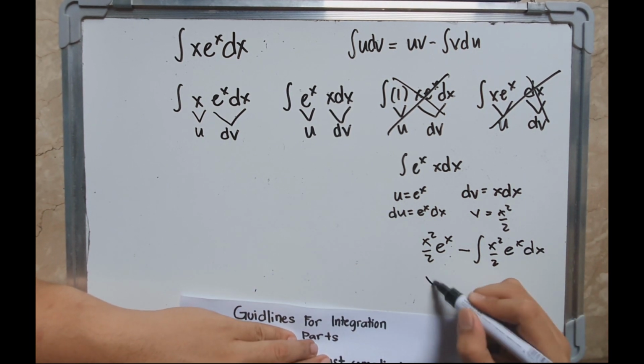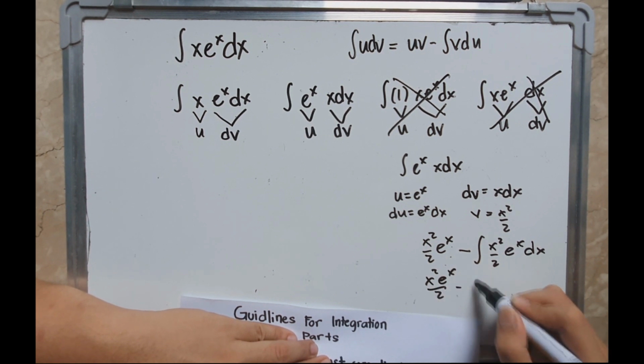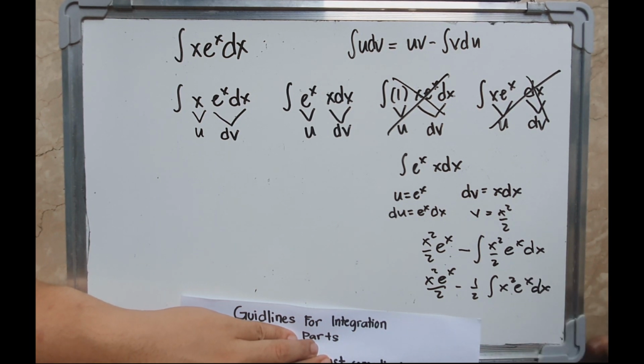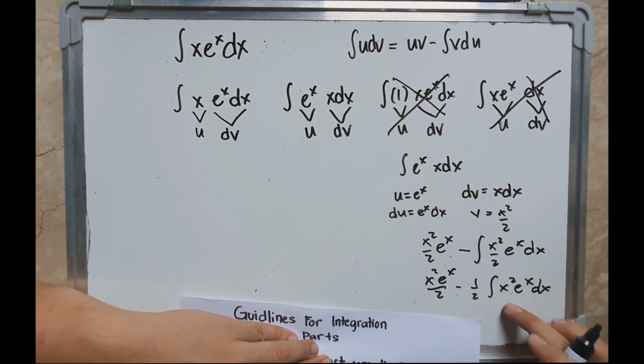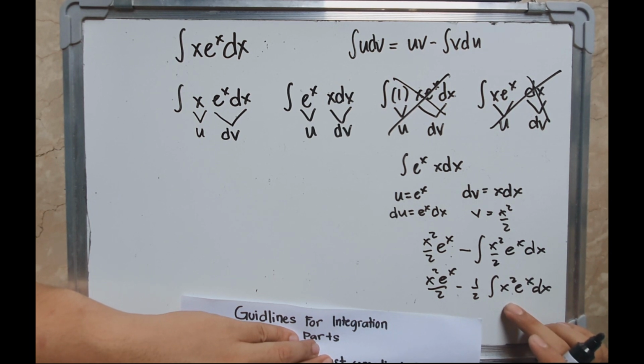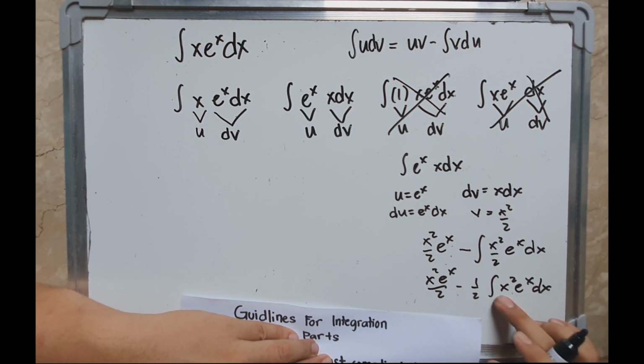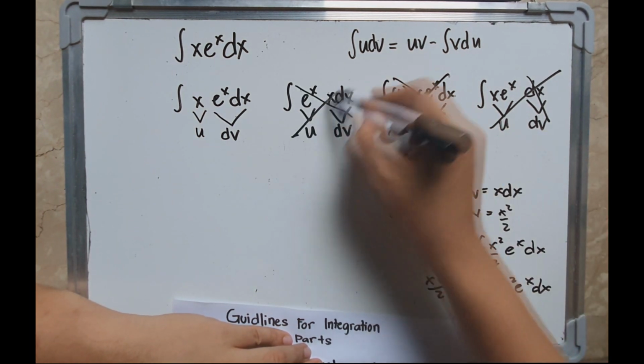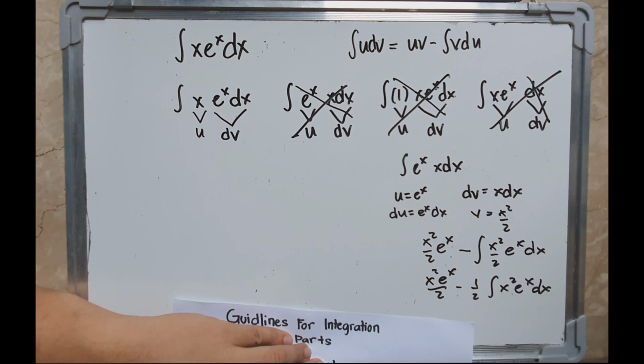Okay, so we now come to x squared e to the x over 2 minus 1/2 the integral of x squared e to the x dx. Notice we have this integral right here, and evaluating this one will be another process of integration by parts, because we have x squared and we have e to the x dx. So this one right here is the wrong choice in assigning u and dv.